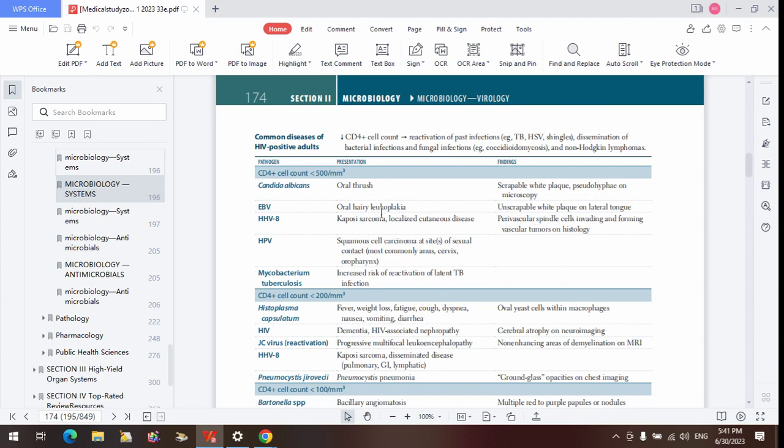That's the only thing you can use to separate these guys. They are very similar. They look so much alike: oral hairy leukoplakia and oral thrush. You have settled that one. The next thing is now to remember tuberculosis.